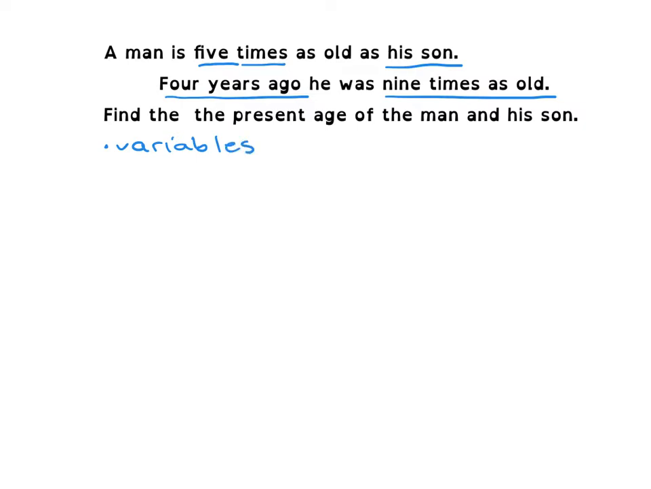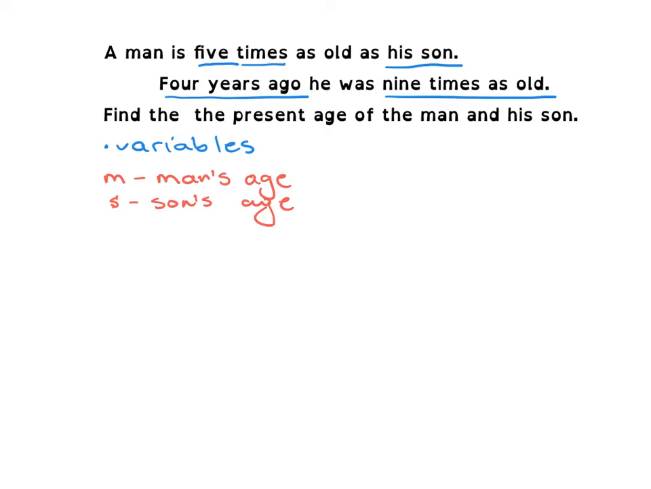The first one is the man. So I'm going to say here M is going to represent the man's age. And I'm going to use S, and S is going to represent the son's age. So we have defined the unknown variables: M for man's age and S for son's age.